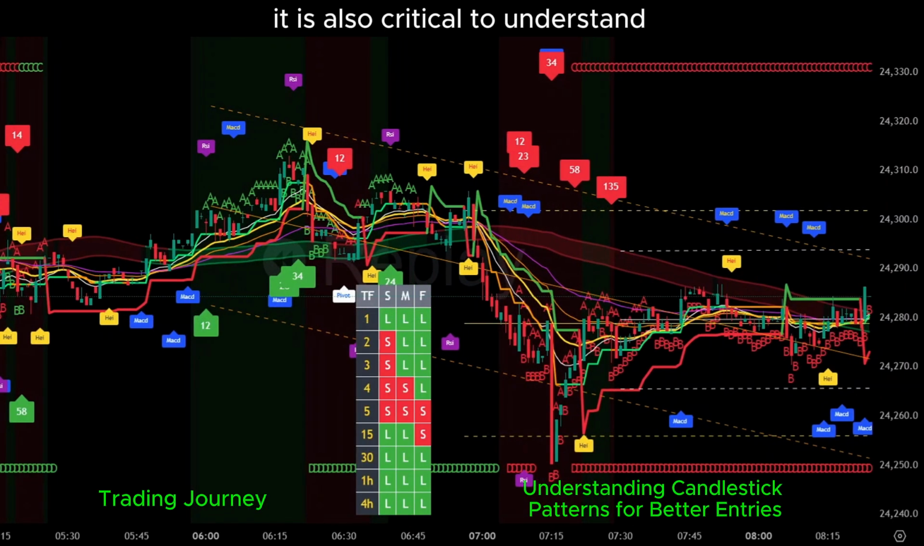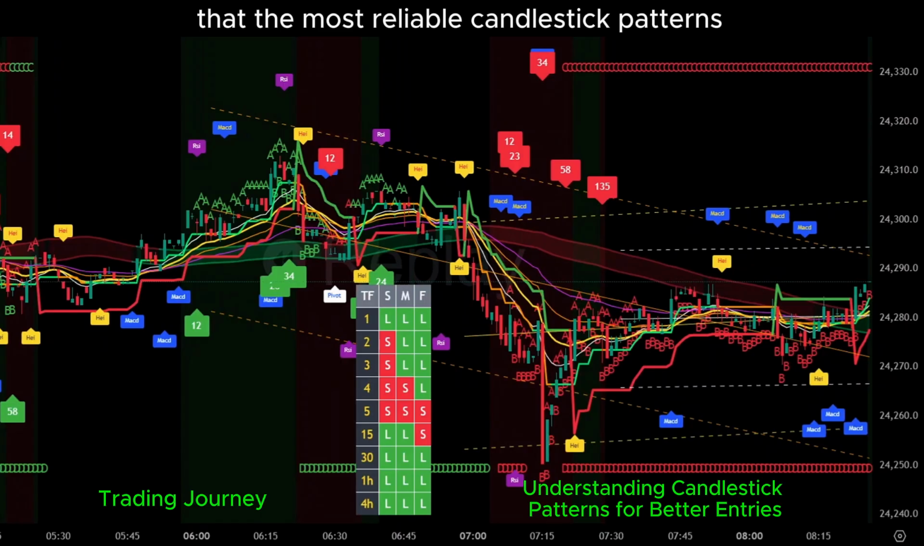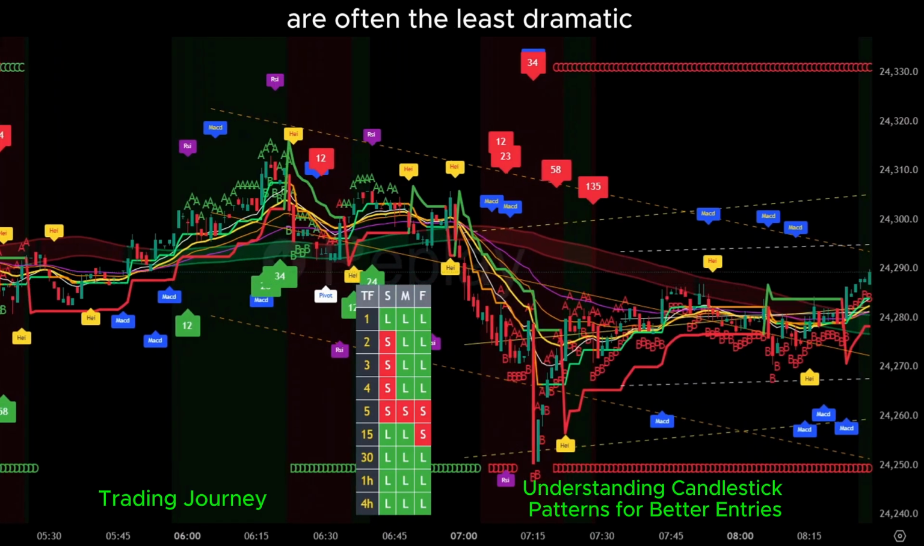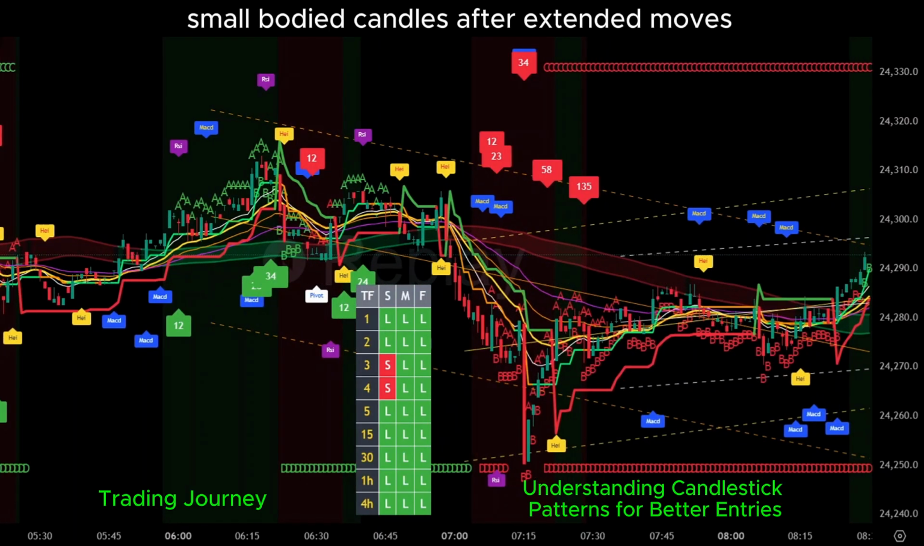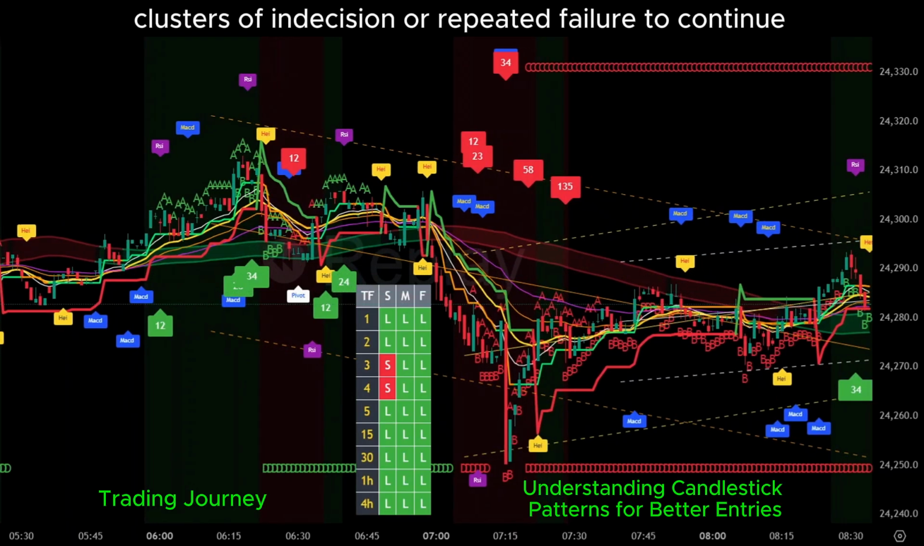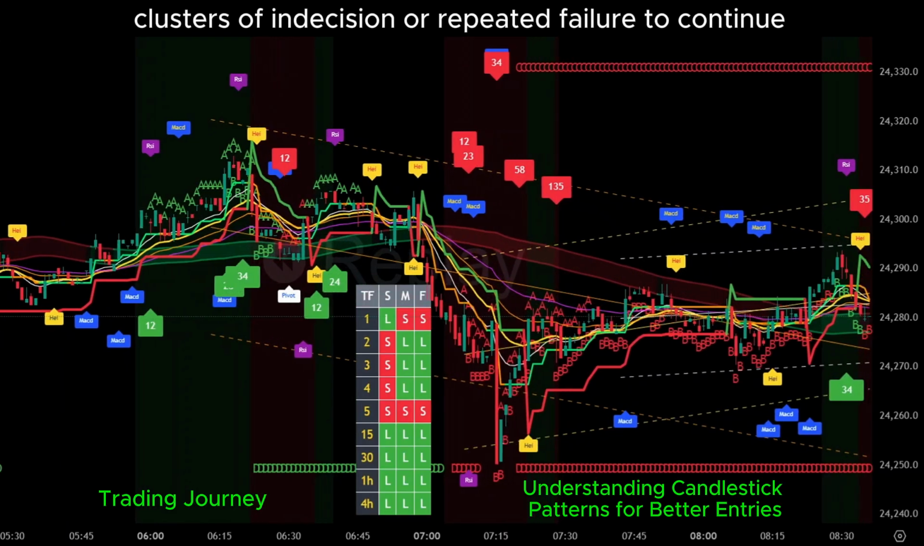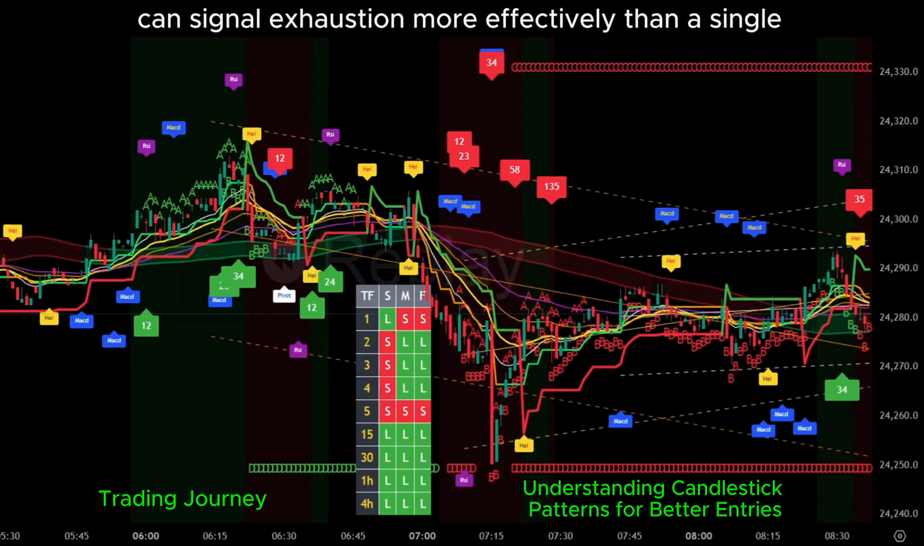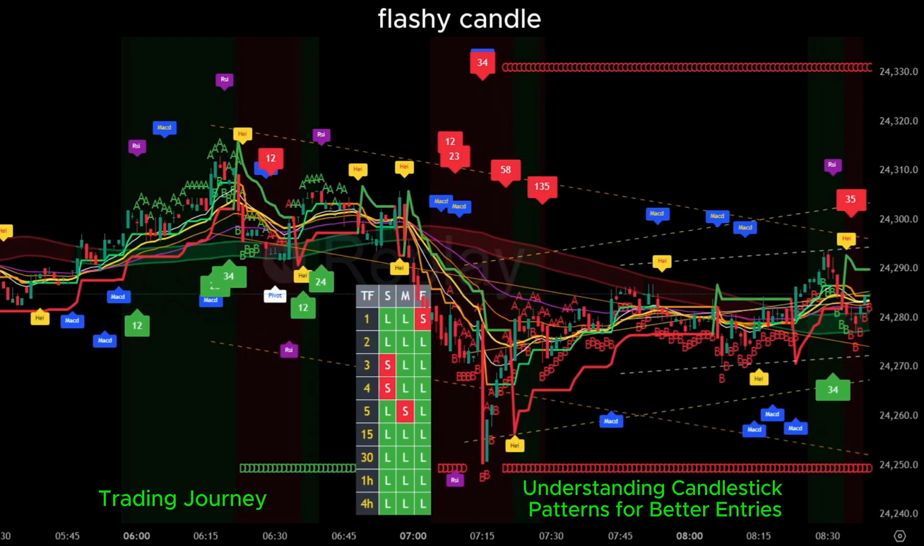It is also critical to understand that the most reliable candlestick patterns are often the least dramatic. Small-bodied candles after extended moves, clusters of indecision, or repeated failure to continue can signal exhaustion more effectively than a single flashy candle.